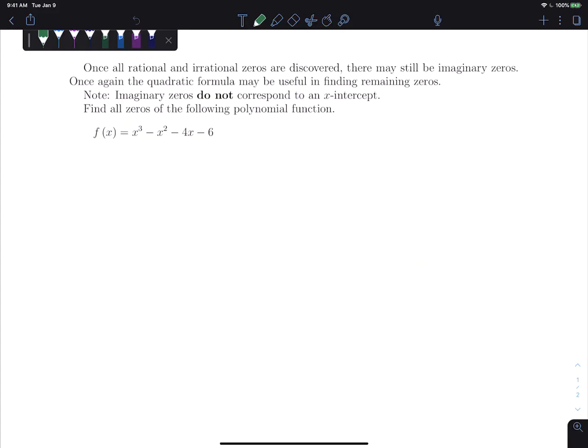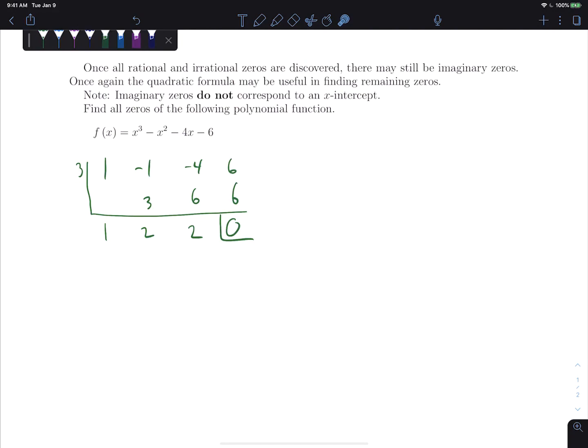Okay, welcome back to the notes. So let's go ahead and prove that that 3 was a 0. So 3, upside down division, 1, negative 4, and 6. Bring down the 1, multiply, add, multiply, add, multiply, and add. Awesome. We just proved that the 3 was a 0. The next thing we want to do is find the other zeros. Notice that this means that we have x squared plus 2x plus 2 all equal to 0.